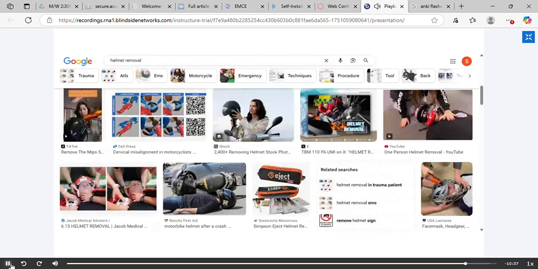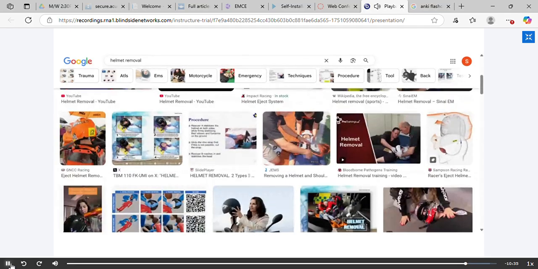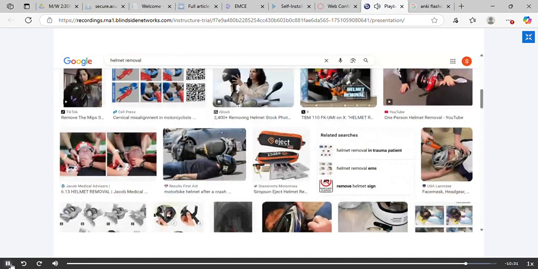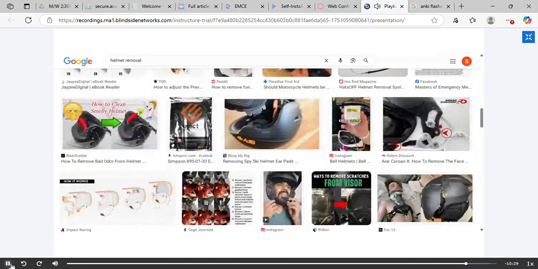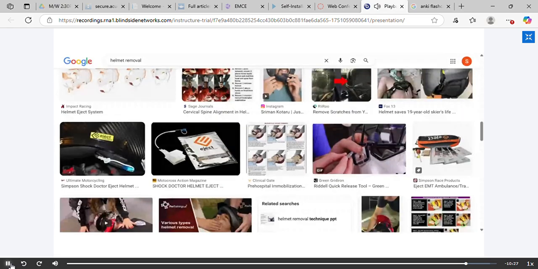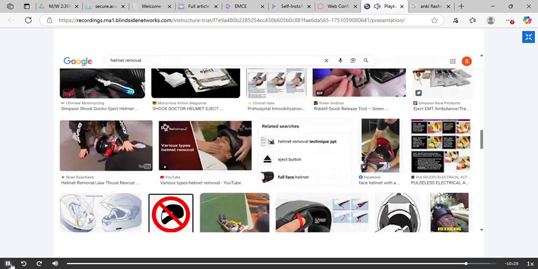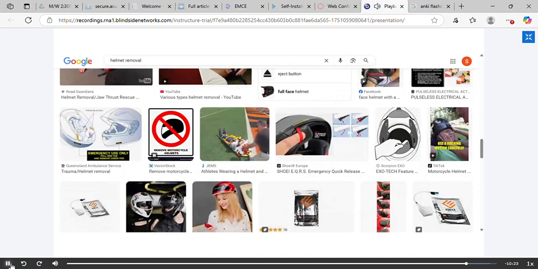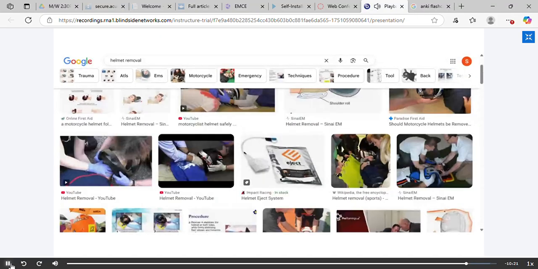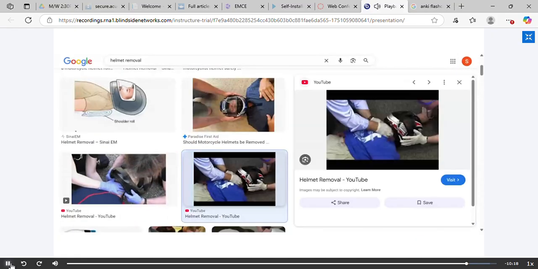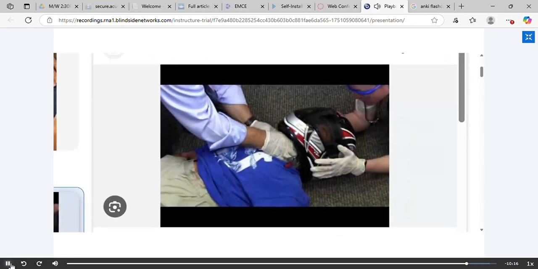But if you are removing this helmet, basically, we'll just look at this one. This is a two-person move, okay?